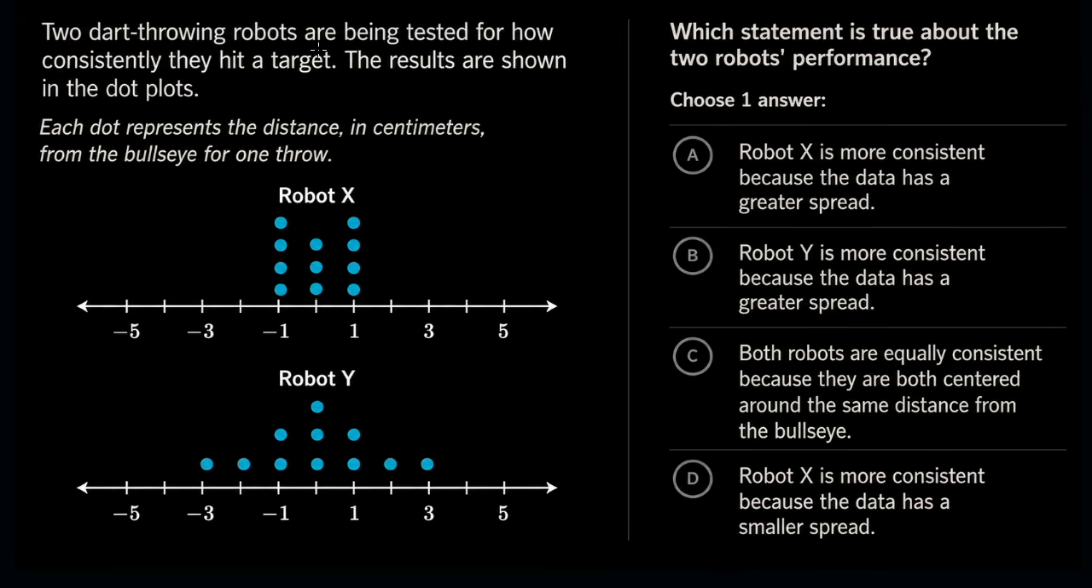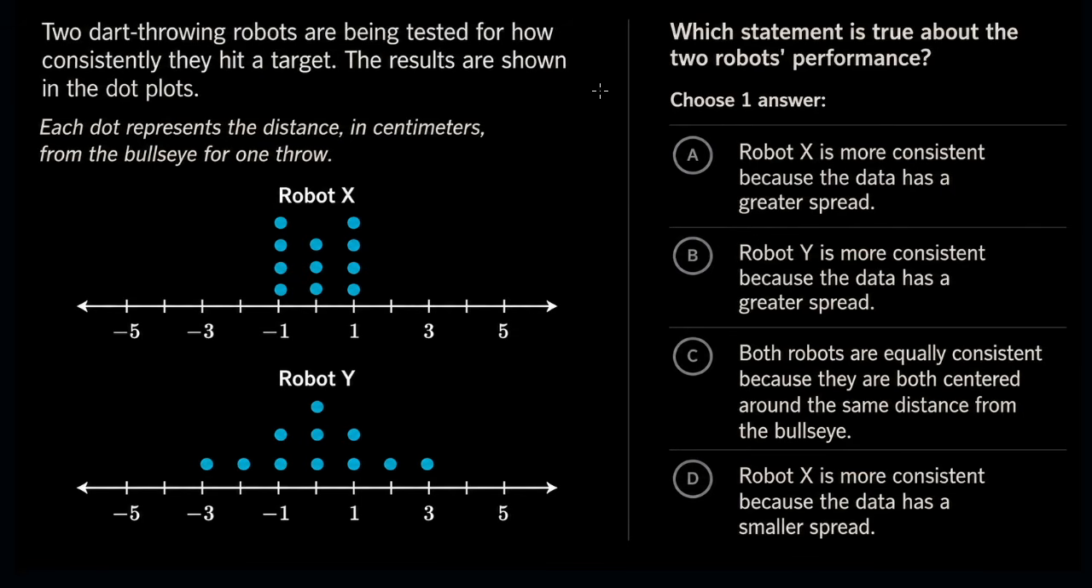Two dart-throwing robots are being tested for how consistently they hit a target. The results are shown in the dot plots, and each dot represents the distance in centimeters from the bullseye for one throw. So maybe a positive number is to the right or to the left. I guess it's a circular bullseye, but let's just say we can be to the right or the left of this thing. And so we have the two distributions, and now they are asking us which statement is true about the two robots' performance.